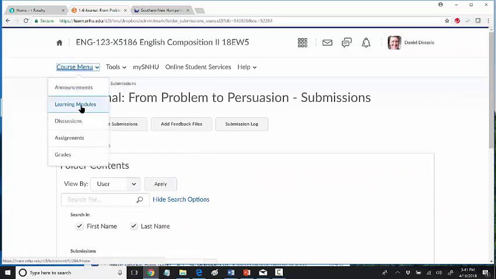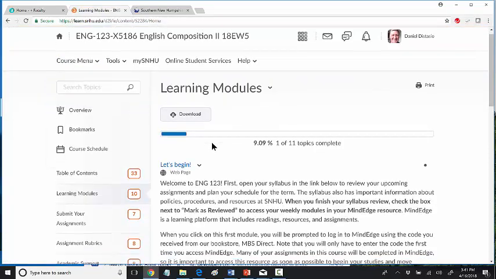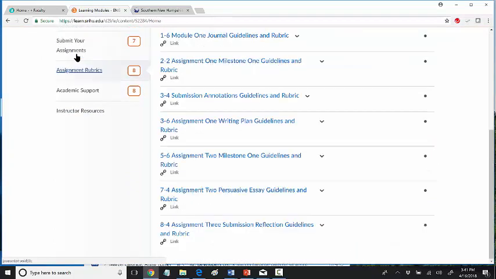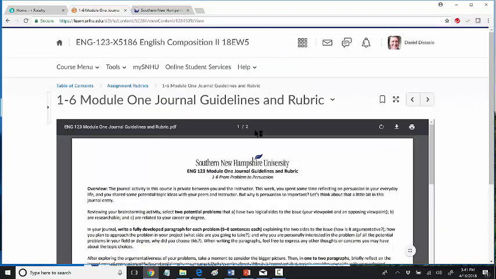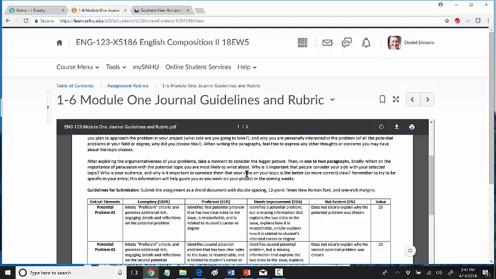Now, just one final word. It's really important that you review the rubric for every assignment before you submit it. The rubric is the way I assess your work, and the rubrics are the assignments. This is where you should take the directions on how to complete every assignment in this class.